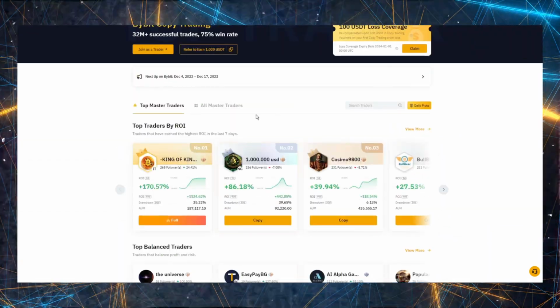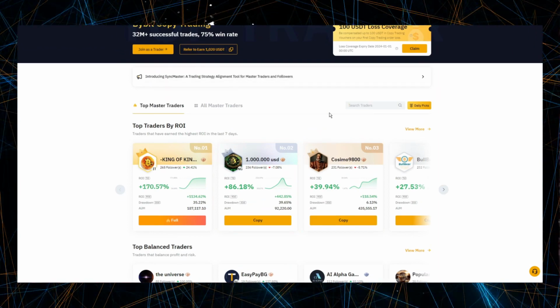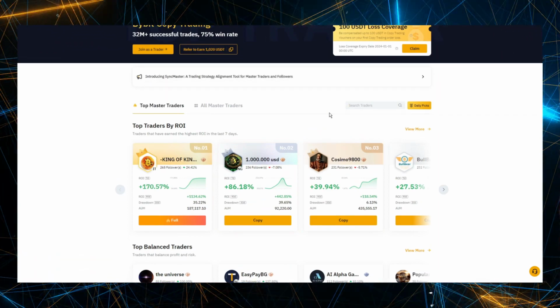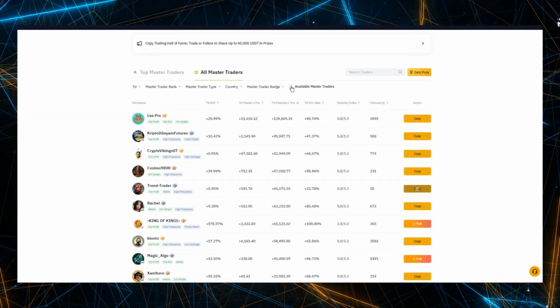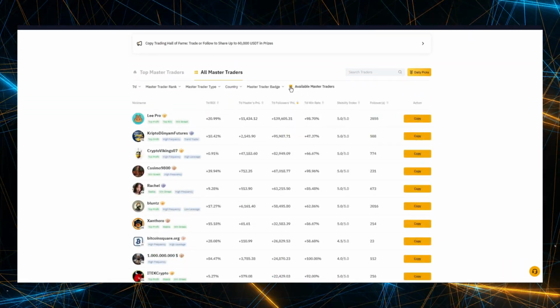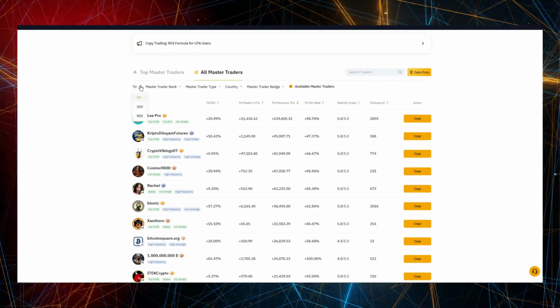Choose a person who suits you and start repeating trades after them. How to choose a suitable person? In order to repeat trades after him, choose all the masters of trading. Put a check mark here to show you only those masters who are available to you.